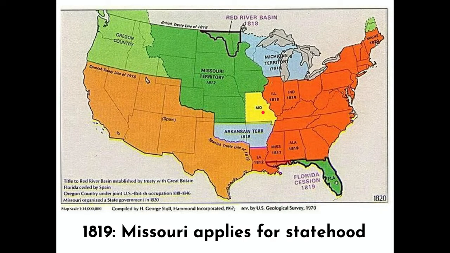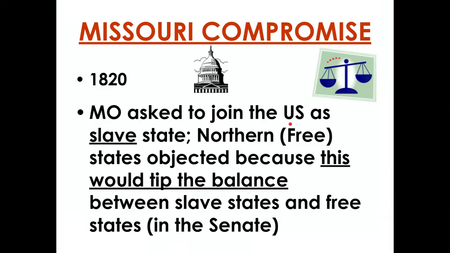And allowing Missouri to become a slave state is going to tip the balance in the Senate in favor of the southern slave states. Now, in the North, there would still be a larger population, so the House of Representatives would have a northern advantage. But in the Senate, this would give the South the advantage.